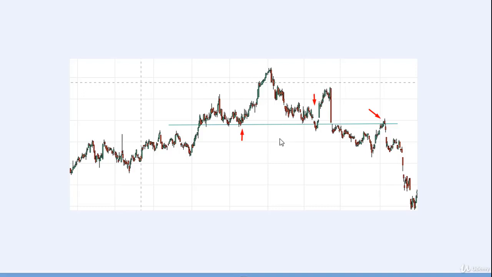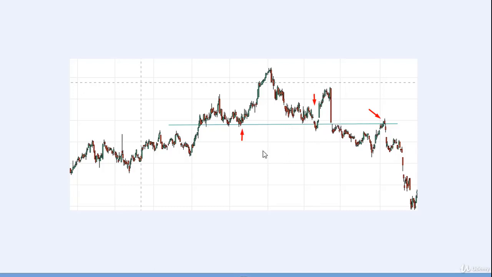Points to remember here: most head and shoulder patterns are not as perfectly symmetrical as shown in this figure. Many head and shoulder patterns consist of either multiple left shoulders or multiple right shoulders. In this chart we can see there are two left shoulders here and they both are taking support on this neckline. Also there are two right shoulders here. They both are taking support on this same neckline.